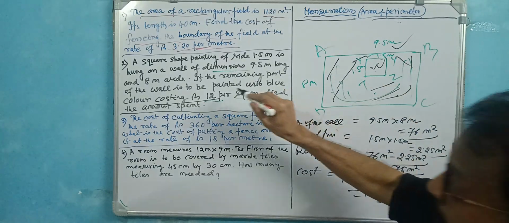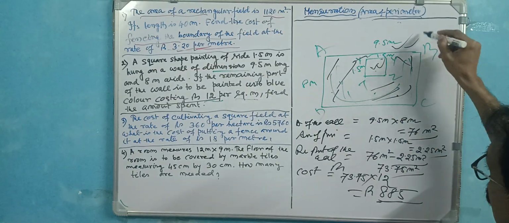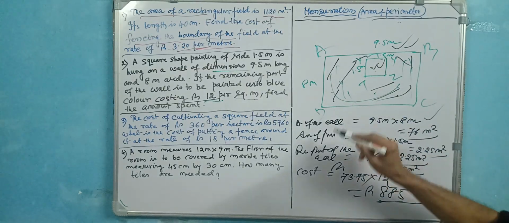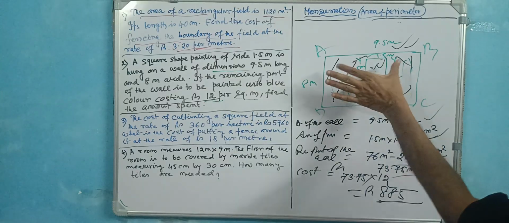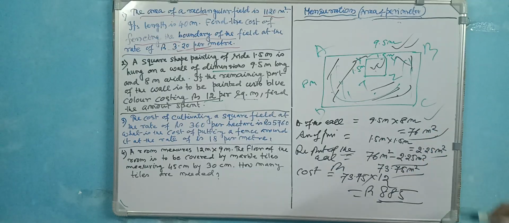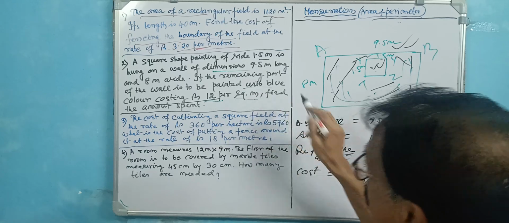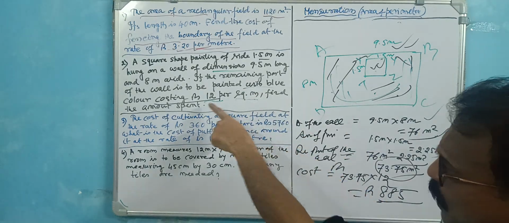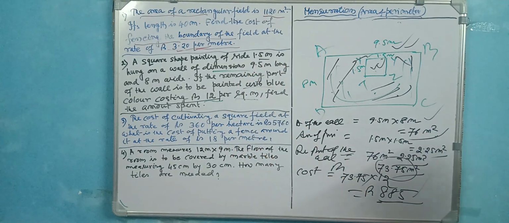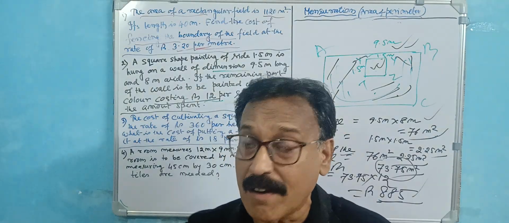If the remaining part of this wall, that means you first calculate the area of ABCD. Okay. Area of the painting, this is this. What is the remaining part? The remaining part is 76 minus this. This is the remaining part that will be colored with blue color. And what is the cost per square meter? This is 12. You just multiply with 12, you get the answer. Okay. So in this way you solve it. Very interesting, but the concept must be clear. The geometrical idea must be clear.